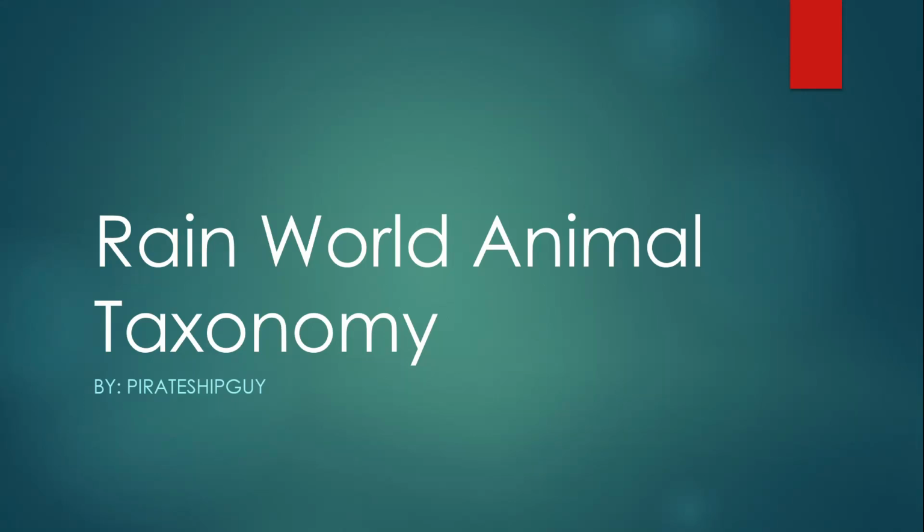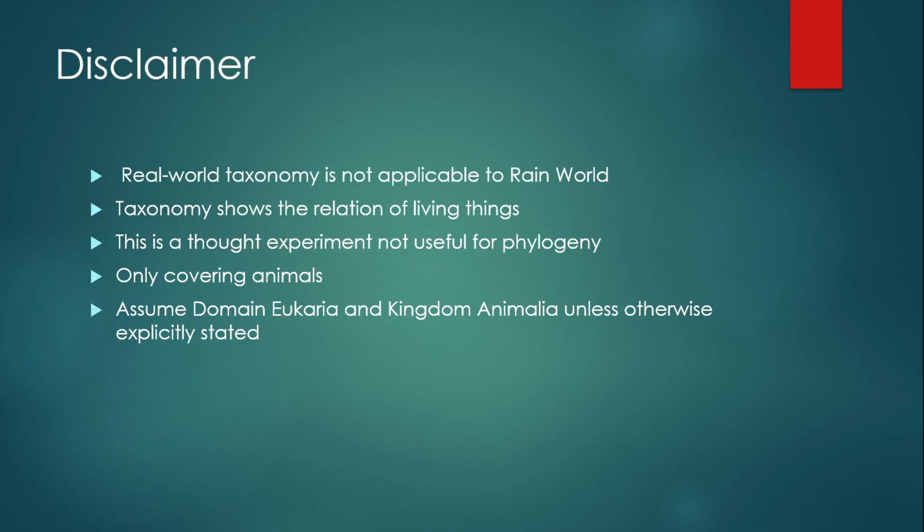In this video, I'm going to be covering the taxonomy of animals in the game Rain World. As a general disclaimer, real-world taxonomy is not directly applicable to the world of Rain World. Taxonomy shows the relationships between living things. This is designed to be an educational thought experiment intended to familiarize people with general taxonomic groups and their characteristics, so it's not a useful tool for the actual hypotheses regarding phylogeny that would be applicable to this game.